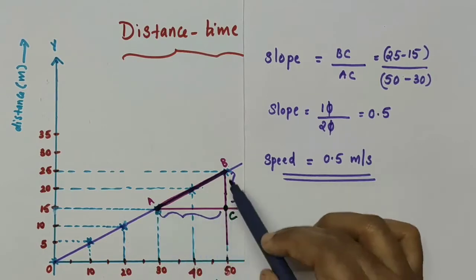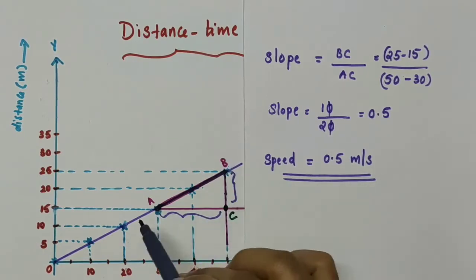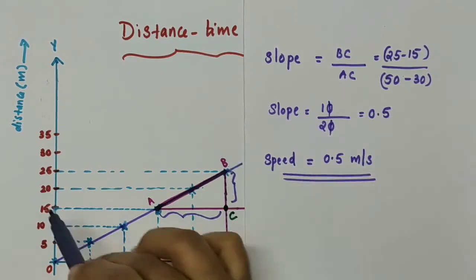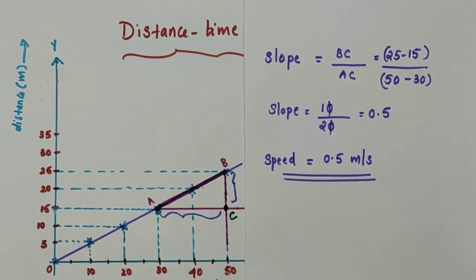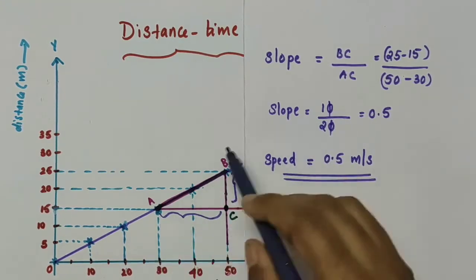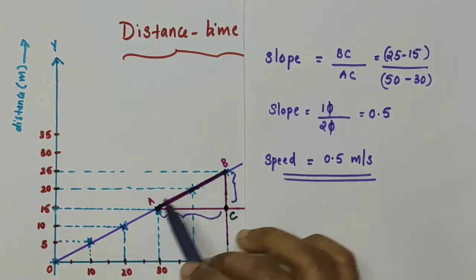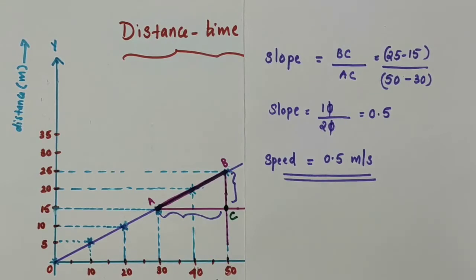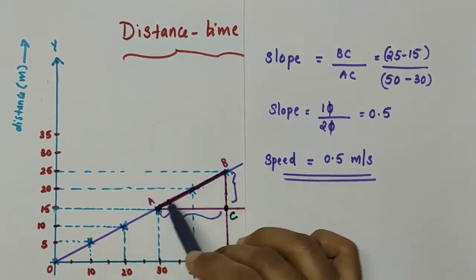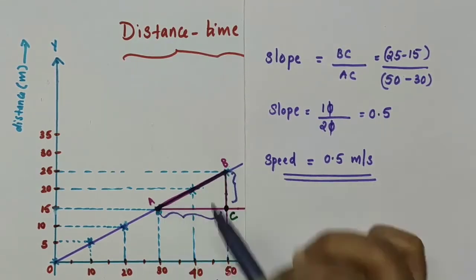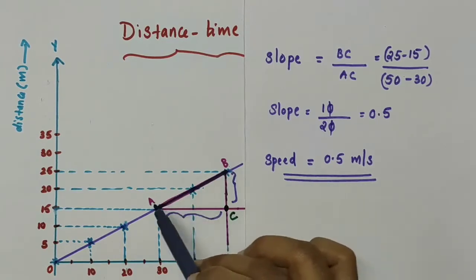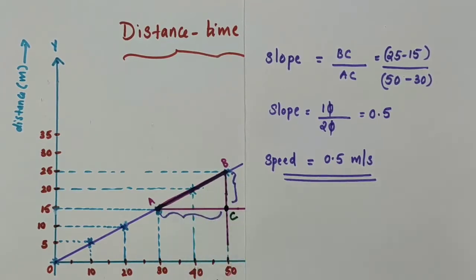Then we want to draw two straight lines. One is parallel to the time axis, another one parallel to the distance axis. We will get a triangle here. You can name it like PQR, or X, Y, Z, whatever you want. I just named it as ABC. Then to get the speed of this object, we just want to find out the slope of this part AB.